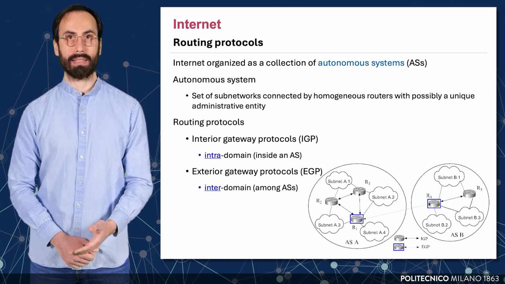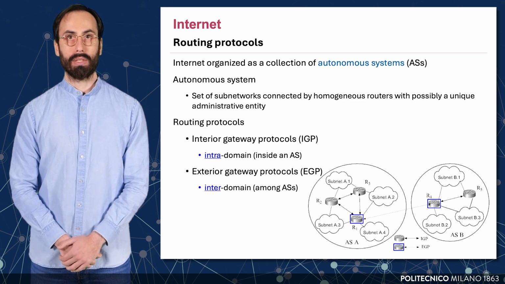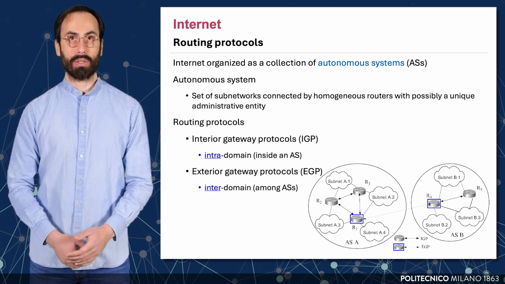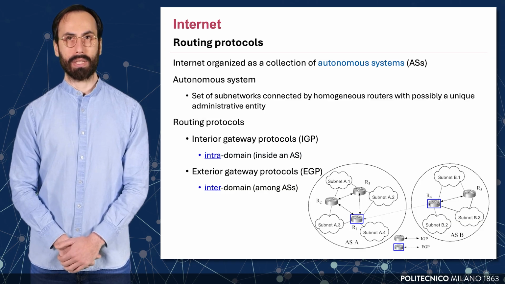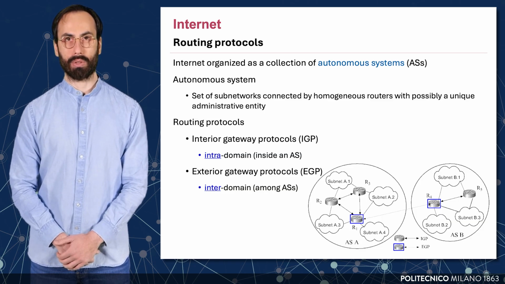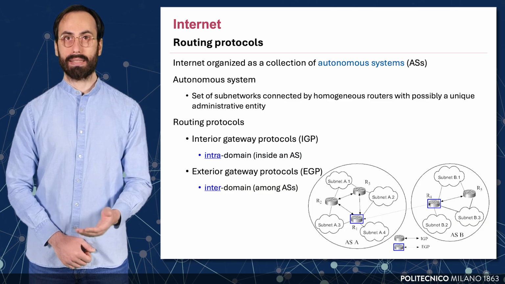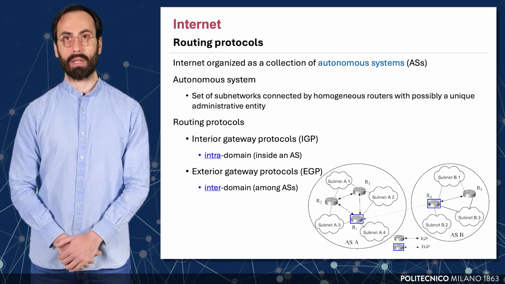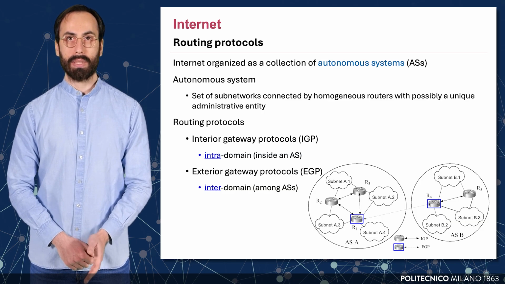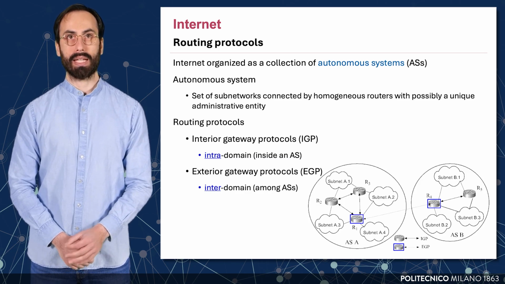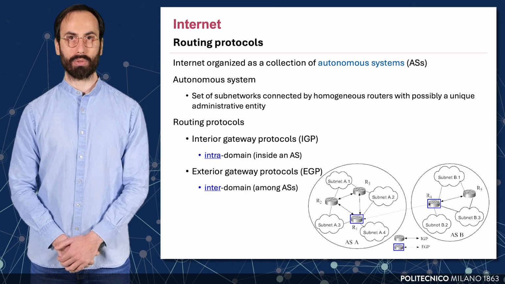On the other hand, Exterior Gateway Protocols, EGPs, manage routing between different AS. This is known as inter-domain routing, and the main example is BGP, which is the backbone of global internet routing. The diagram shows two AS, AS A and AS B, with IGP used internally and BGP handling communication between them. This separation ensures scalability and administrative autonomy across the internet.